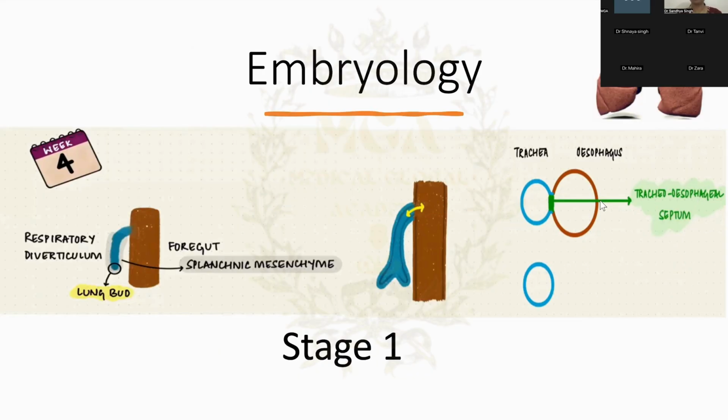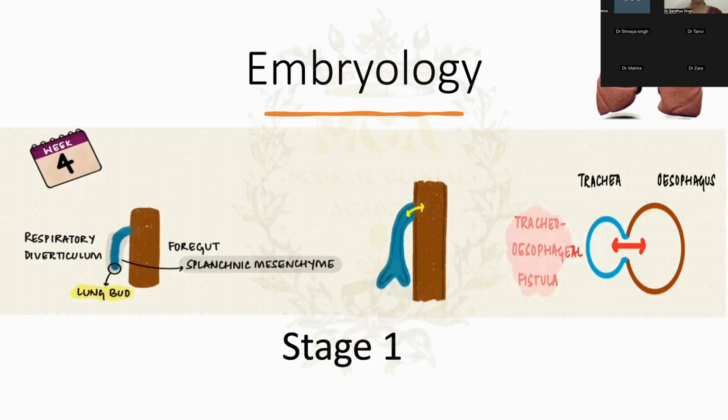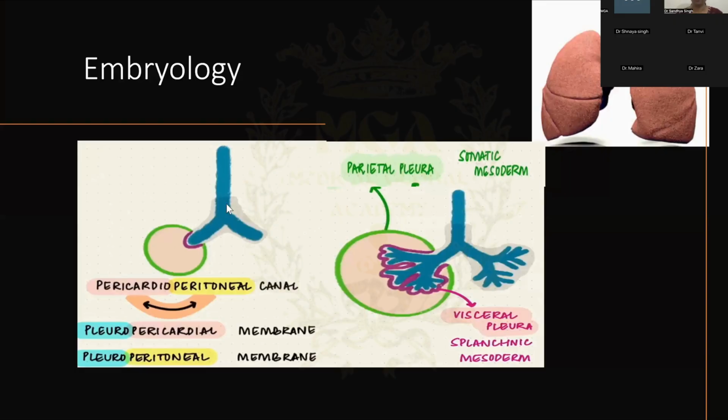If the septum is not formed, what is going to happen? We will have a tracheoesophageal fistula. So you should remember that if you see a case of tracheoesophageal fistula while doing your anomaly scan, the defect or insult has happened at what stage? In stage 1, that is the embryonic stage of development of the fetal lung. Now this lung bud divides into 2 primary bronchi, and then it is going to invade the pericardio-peritoneal canal.